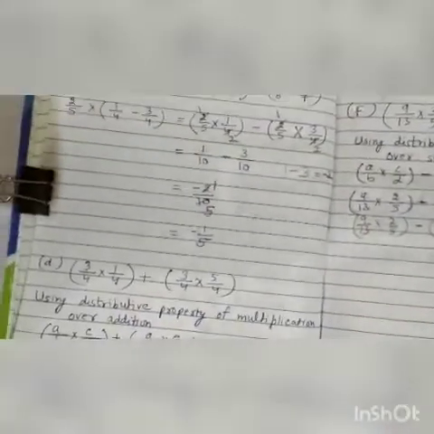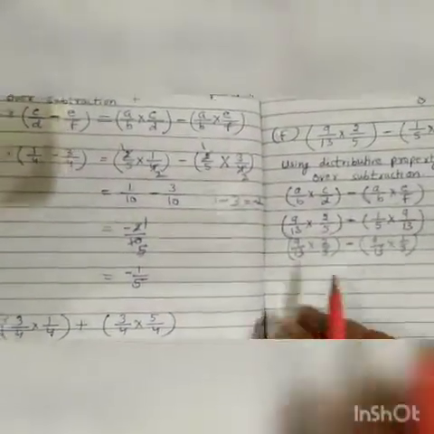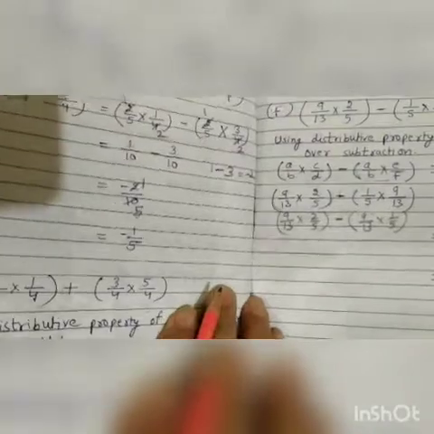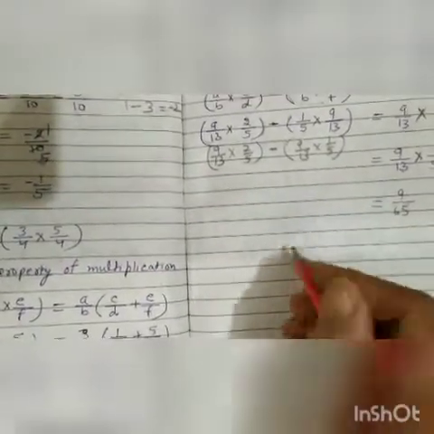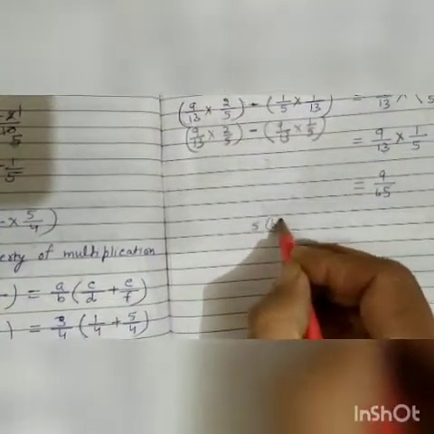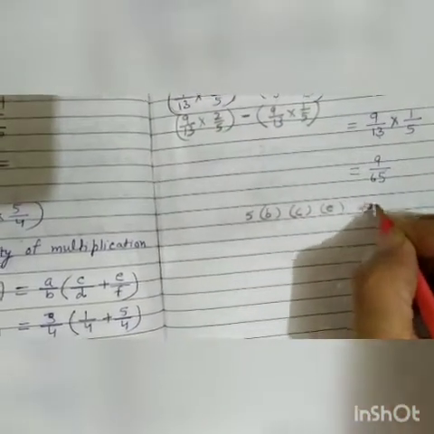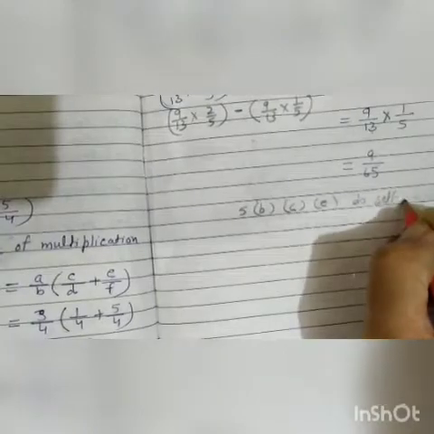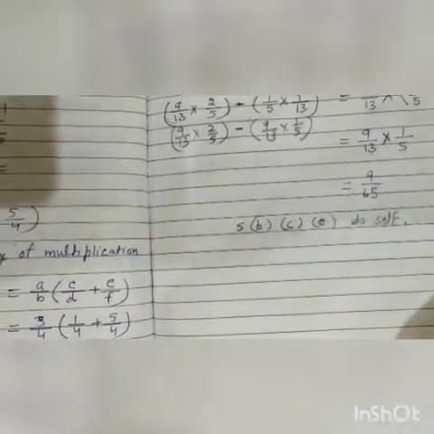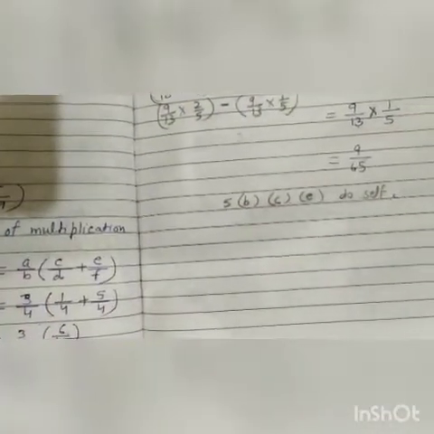So students, I explained here 3 parts. Remaining 3 parts, meaning 5th B, C and E, you do yourself. Clear?